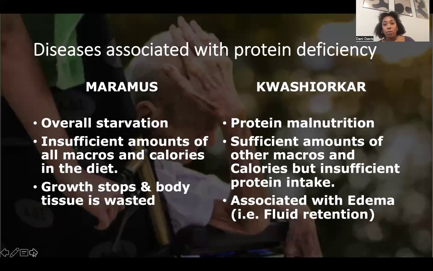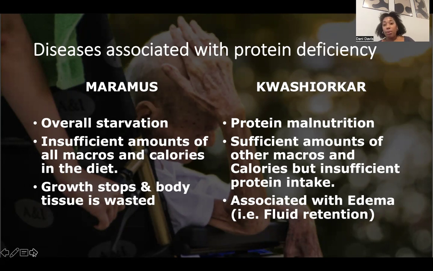Diseases associated with protein deficiency: Marasmus, overall starvation, insufficient amounts of all macros and calories in the diet, growth stops, and body tissue is wasted.